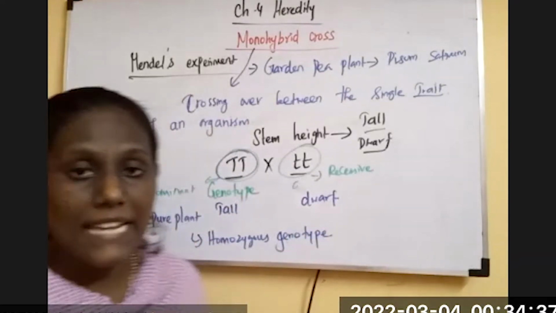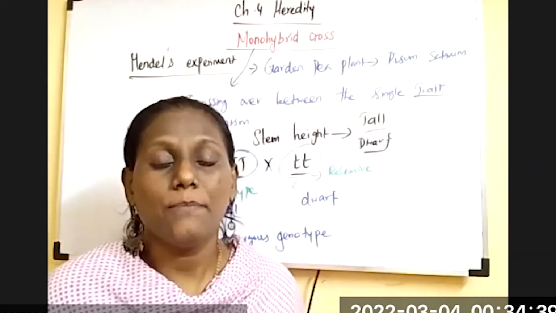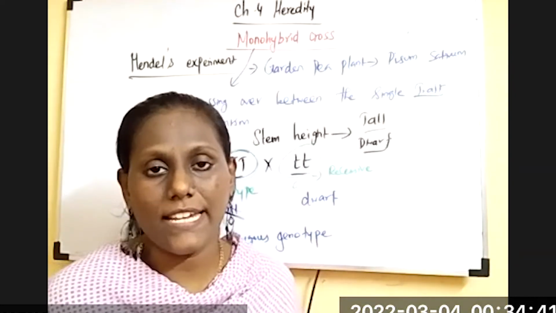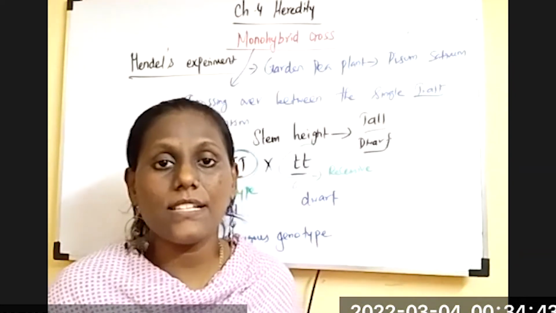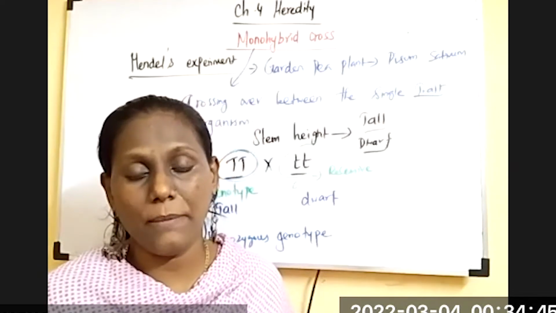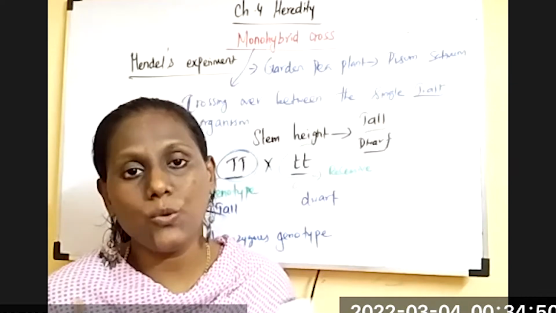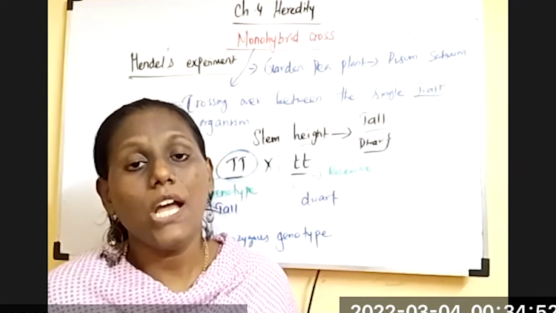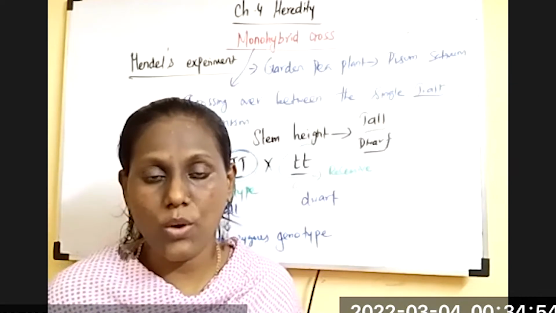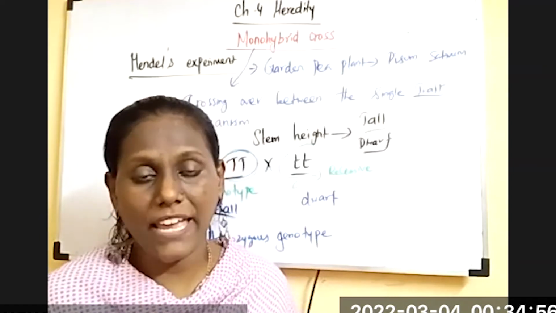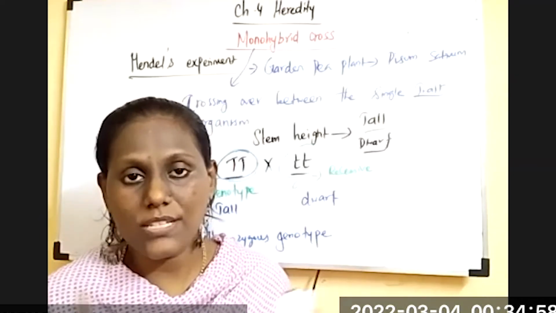Monohybrid cross is the crossing over between the single character of an organism. The single character, in the sense, Mendel chose the garden pea plant's stem height, which is tall and dwarf. He has taken two different parents. One is a tall plant, another one is a dwarf plant. Both come under the same character of height. Now he has chosen these two different plants.